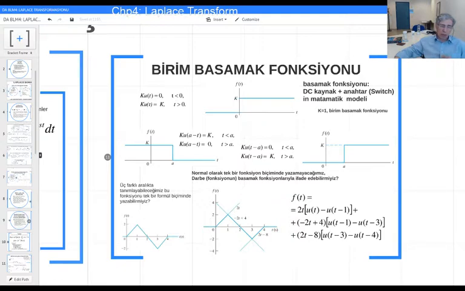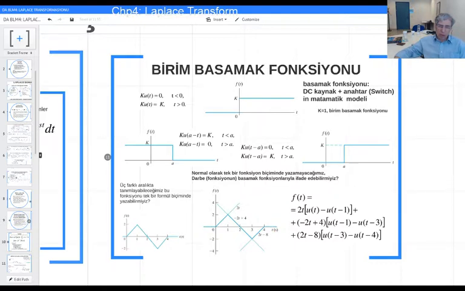So if you've got a Laplace transformed function in S domain, you've got to transform this function to a time domain function, because time domain is the real domain. This is the domain in which we can interpret the results.